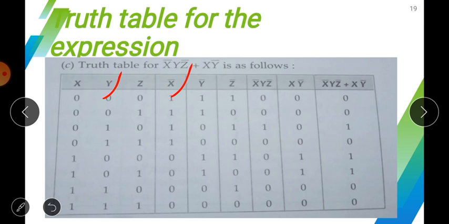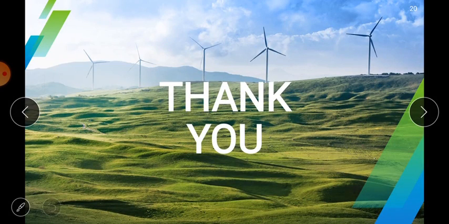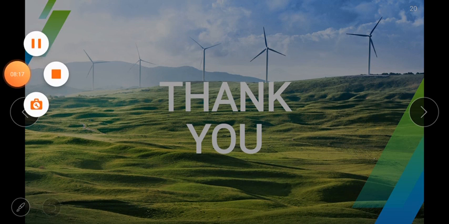Then in the next column you are calculating x, y inverted, and finally the OR operation will be done on these 2 columns. So this is the simple method through which you can prepare the truth table of the given expressions. So this is all for today. Here you learned how you can calculate the truth table for any given expression. So this is all for today's session. Thank you.